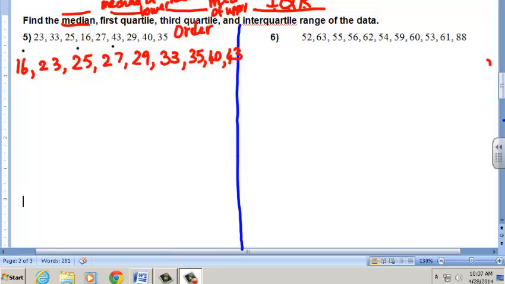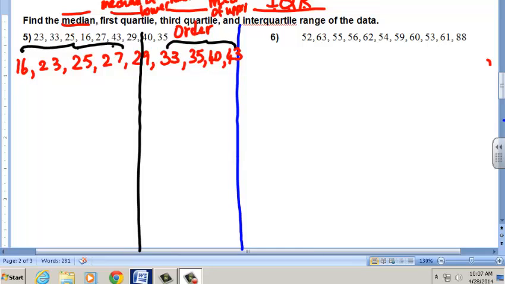Okay, this is what I want you to do. When you have to do the median, first quartile, third quartile, I want you to draw a line where the data splits into exact half. So we have equal number here, 1, 2, 3, 4 on this side, and then we have 1, 2, 3, 4 on this side, and it's going through 29. So 29 is our median.